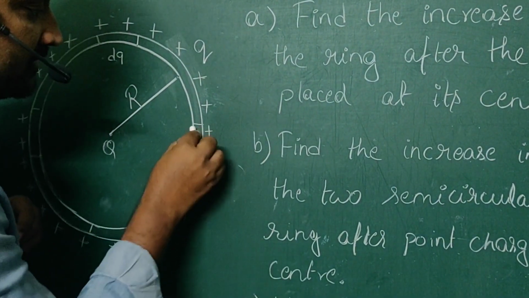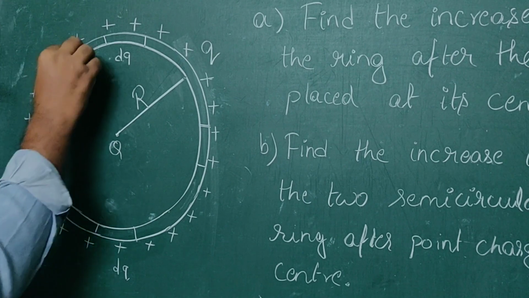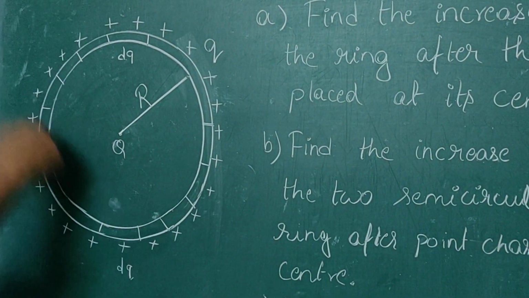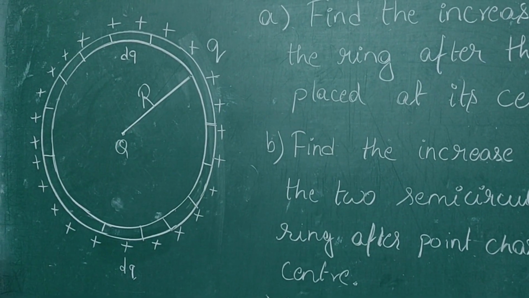So here we have two segments. You can consider another two segments here, diametrically opposite. I have considered n number of segments on the ring.